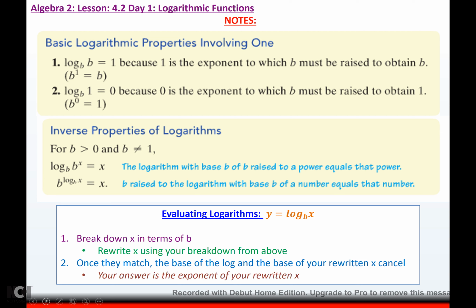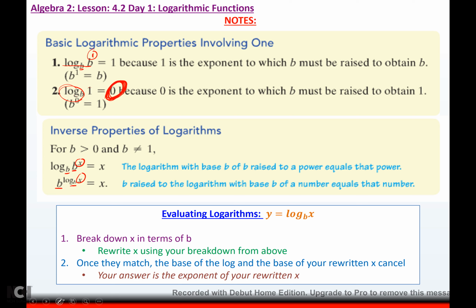Alright, so now basic properties involving 1. Anytime you have this and it matches this, your answer is whatever's in the air. Okay, so when these match, your answer is the exponent. And anytime you take a log or natural log, I don't care what your base is, a 10, a chicken, a cow, a 5, if you try and take the log of 1 or the natural log of 1, you will always get 0. Okay, and the other properties are, if you can make these match, your answer is the exponent, and if these match, your answer is this.